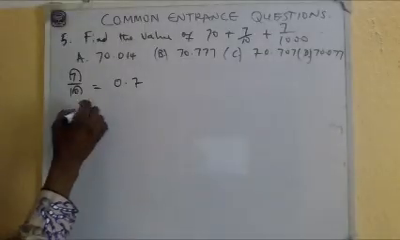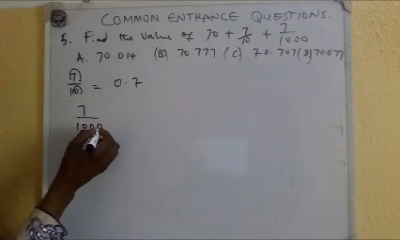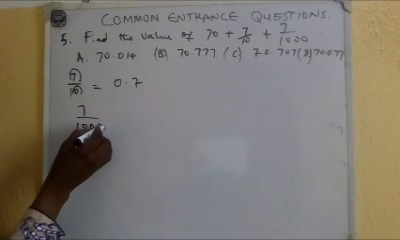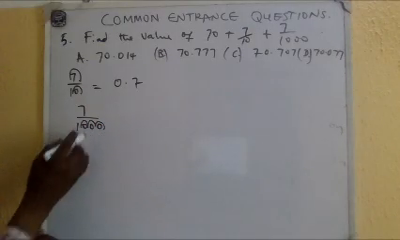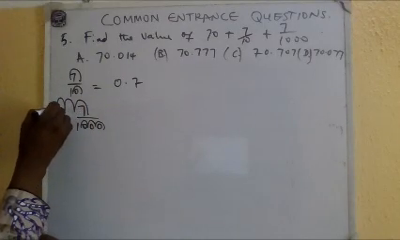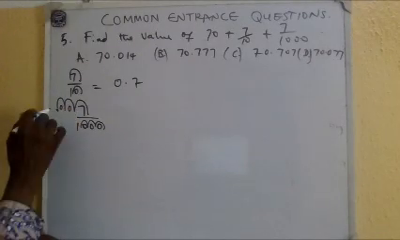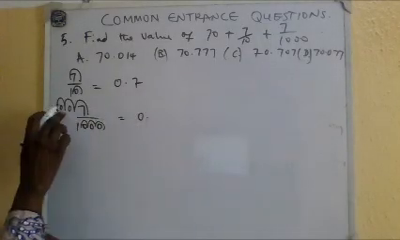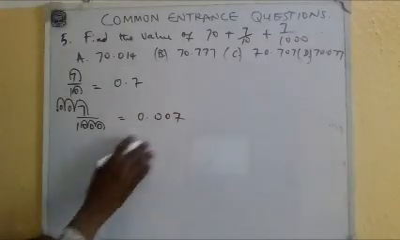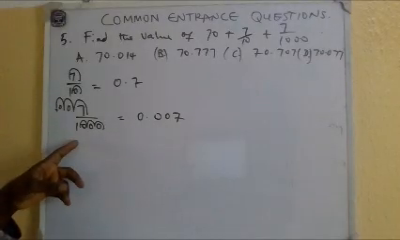So for the next one, 7 over 1000. Just watch carefully. This 1000, there's a dot here. So I move it 1, 2, 3. My dot will now be here. But you have 0, 0 there. So this one is the same thing as saying 0.007. This is the conversion for 7 divided by 1000.